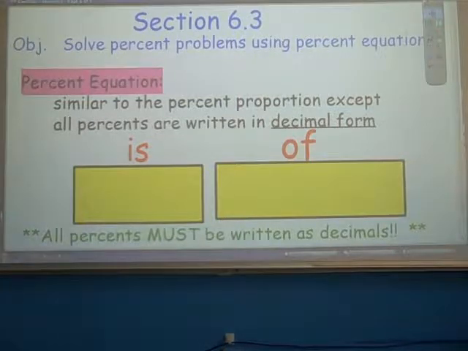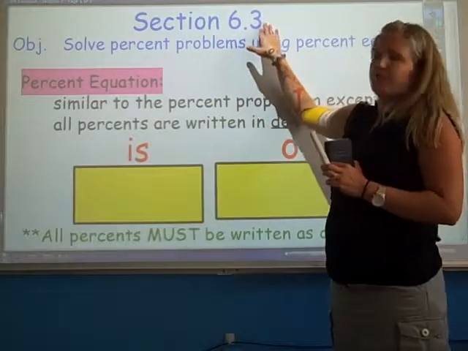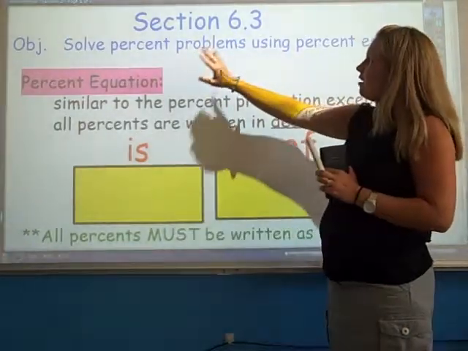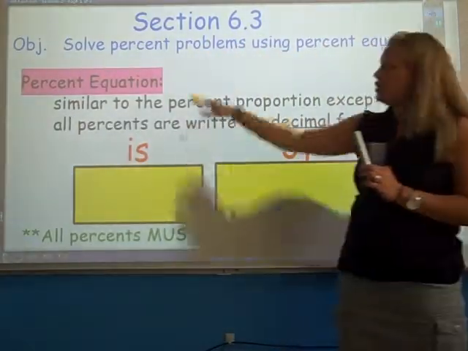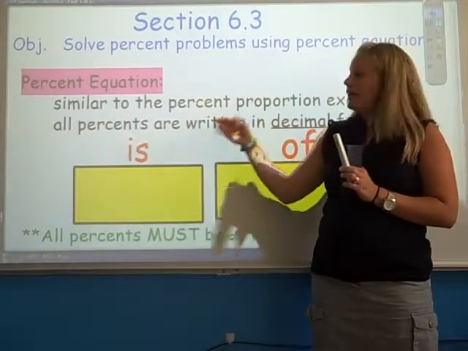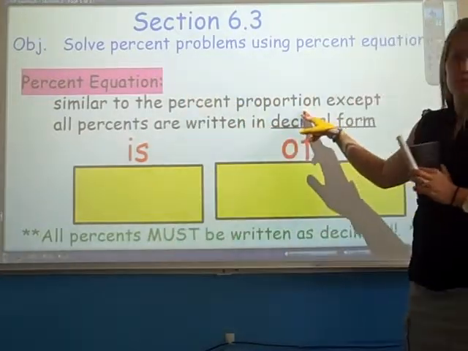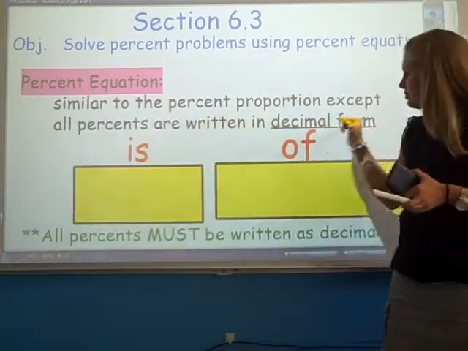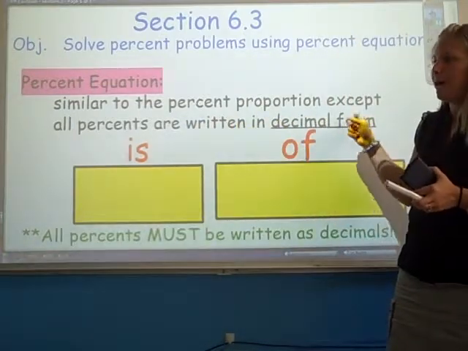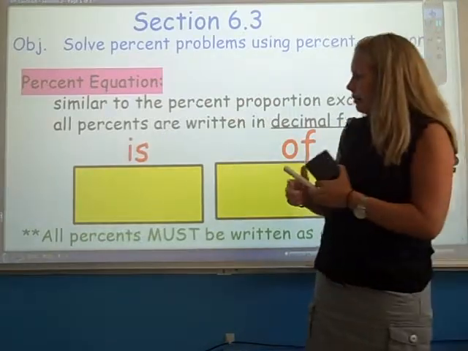Okay, hi everybody. Today we're going to work on section 6.3, which means we're going to be solving percent problems using the percent equation. So you need to know what the percent equation is. It's similar to the percent proportion, which we already talked about, except all percents are written in decimal form. Very big, might want to highlight that so you remember.